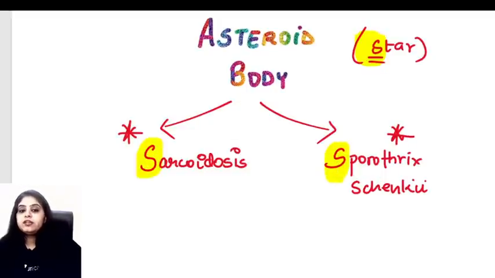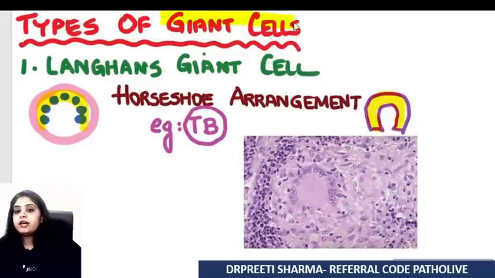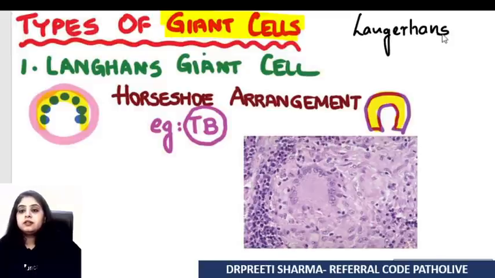Well guys, let's move ahead. Now that we're talking about granulomas, let's do a complete recall of all the different types of giant cells that we can see in a granuloma. The first one is known as the Langerhans giant cell, and let me tell you once again, it is not a Langerhans, because that's one of the most frequent mistakes that students make. It's not Langerhans at all, it is Langhans. Because what is Langerhans?